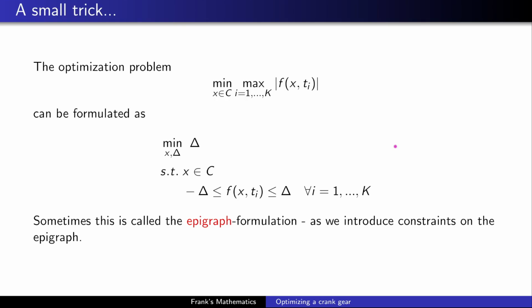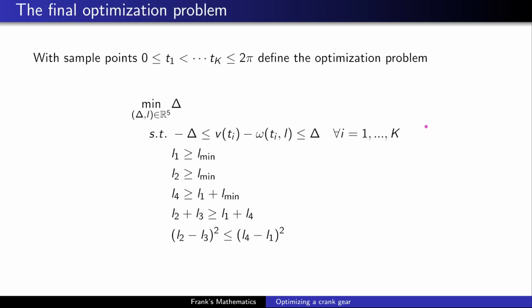And this is a nice trick to get rid of the min-max problem and to actually make it solvable for numerical programs or solvers. Let's do this for our optimization problem here. Again, our sample points are t1 to t2k, and we are introducing delta as an auxiliary variable, but this maximum of v minus omega is now moved to the constraints here. And well, this is our final optimization problem here.